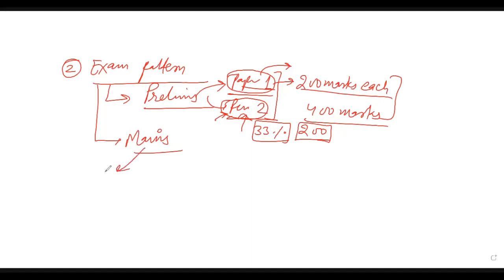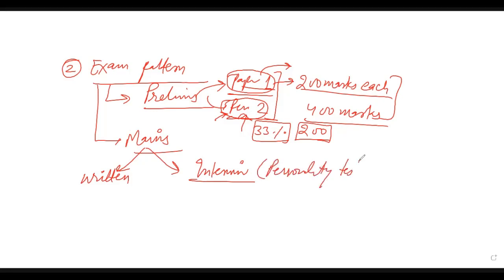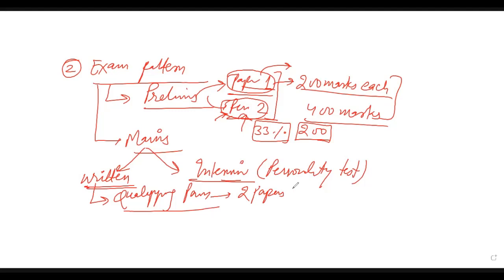Mains consists of two stages, that is the written exam and the interview or personality test. In the written exam, there are also qualifying papers, two papers of 300 marks each.